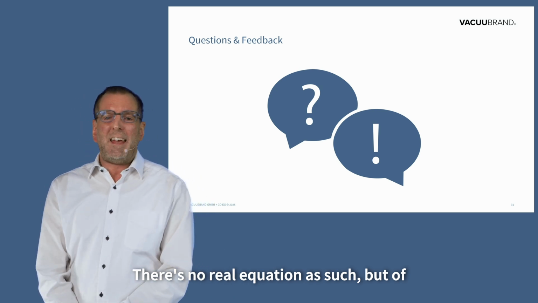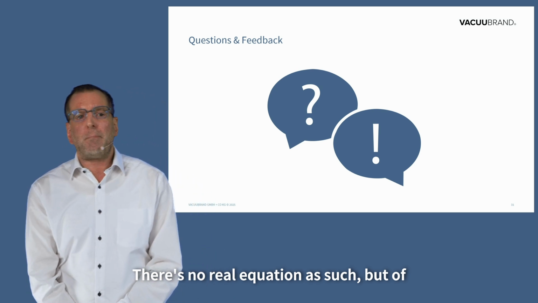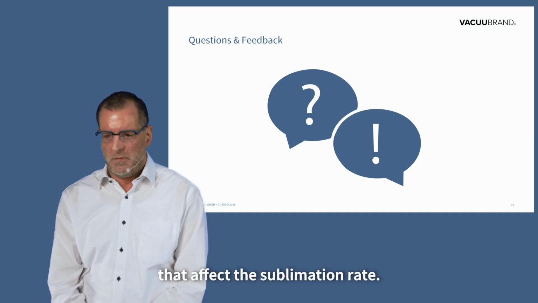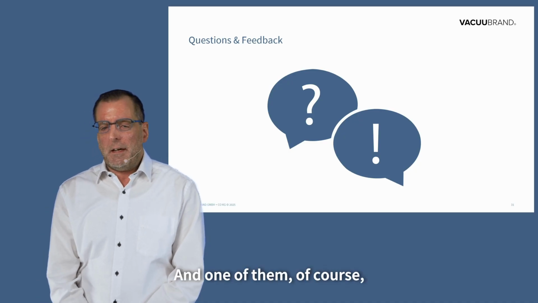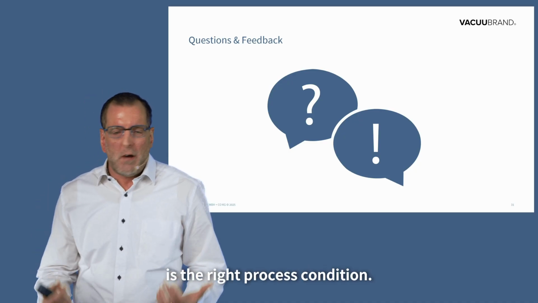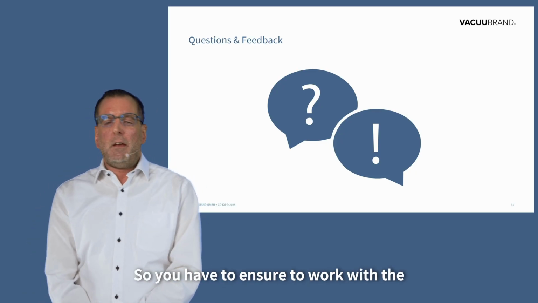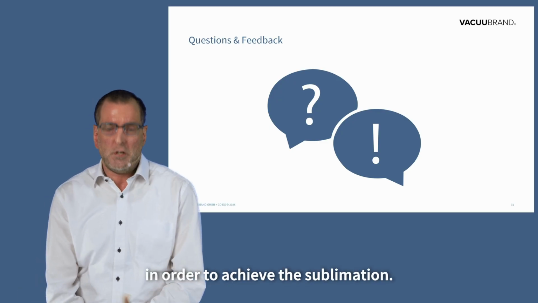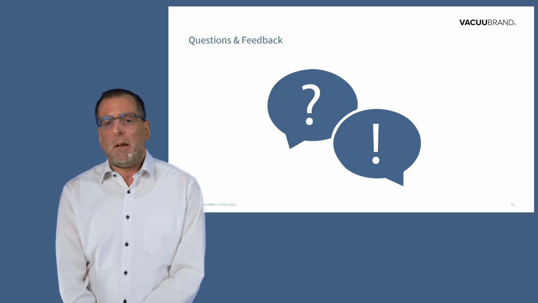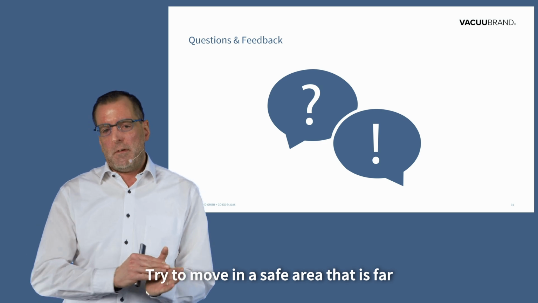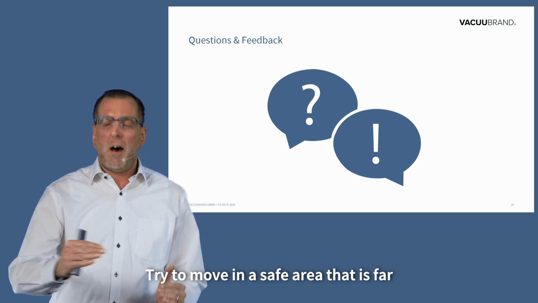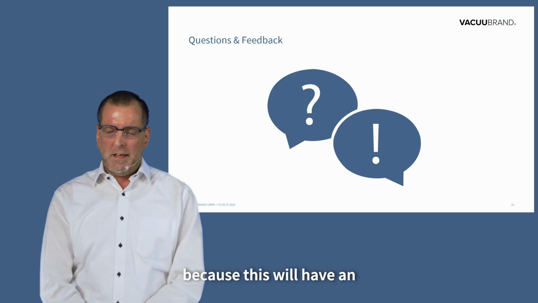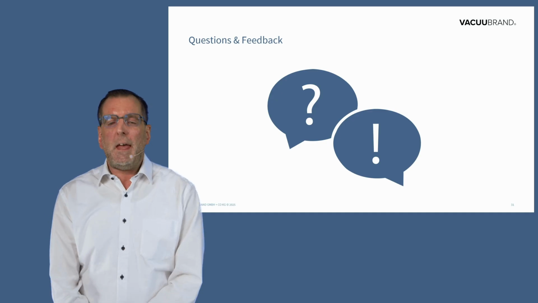There's no real equation as such, but of course there are different factors that affect the sublimation rate. One of them, of course, is the right process condition. So you have to ensure to work with the right pressure condition in order to achieve the sublimation. Try to move in a safe area that is far enough from the triple point, but don't move too far from the triple point, because this will have an effect on your process efficiency.